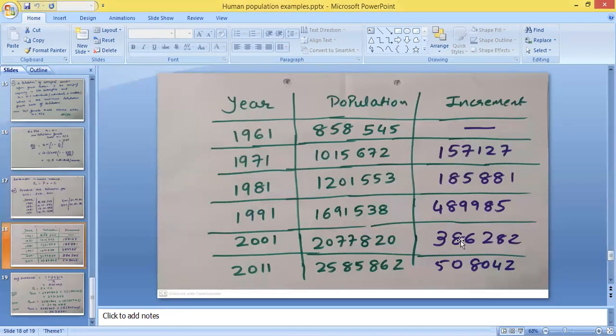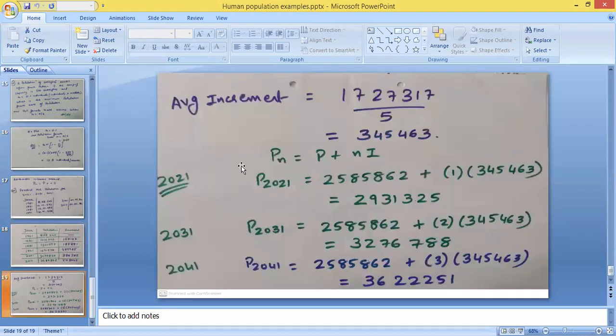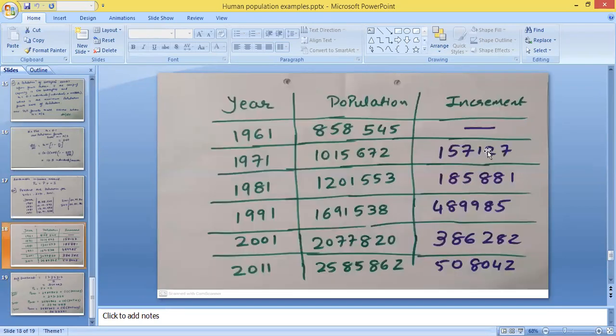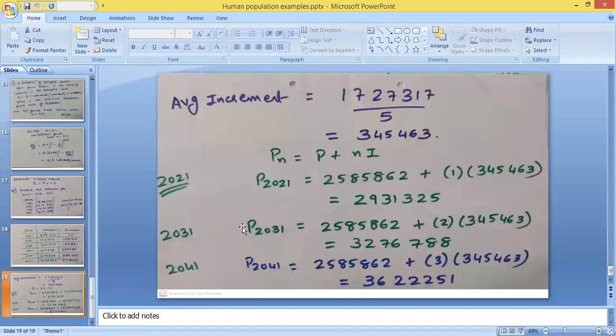Then I do the total of this and divide it by the number of entries. You can see that the total is 1727317 and the entries are 1, 2, 3, 4, 5. So the average incremental value will be found from that. What is the average incremental value? That is 345463. Now use it in our main formula.